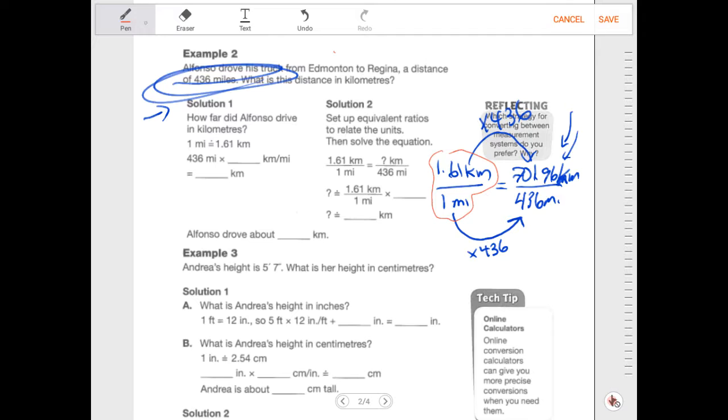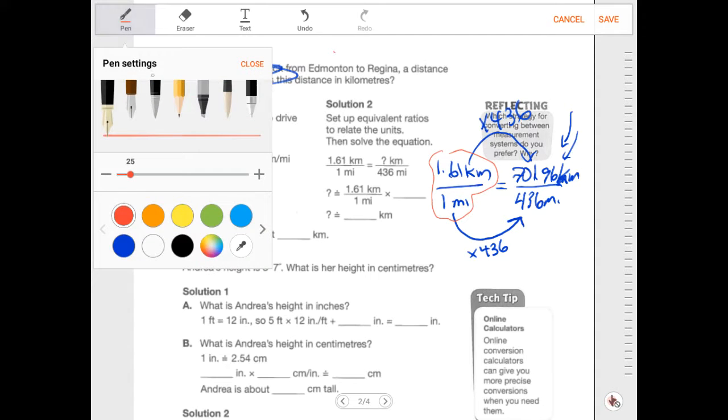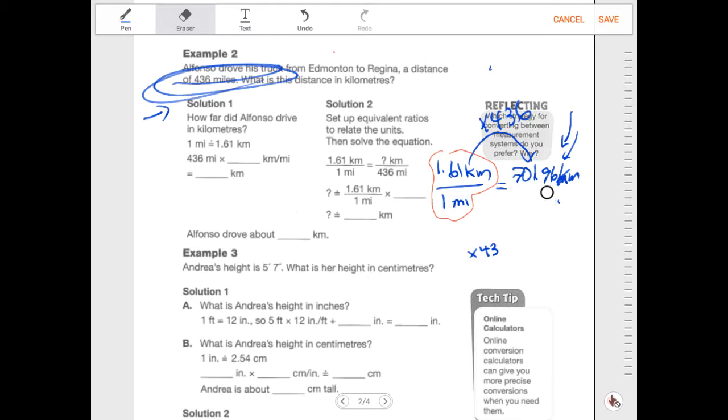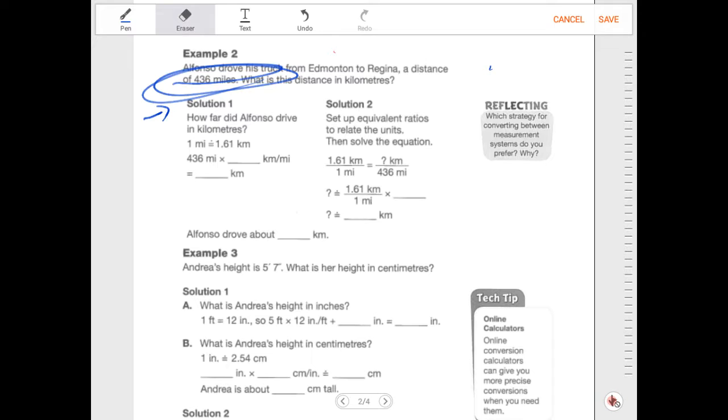Just so you know, I could erase this and do everything again, and I get the exact same answer. Let me show you what I mean. So I'm going to erase this. Here we go, that's gone. Now remember, I could put anything I want on top. Now watch this. What if I went like this?